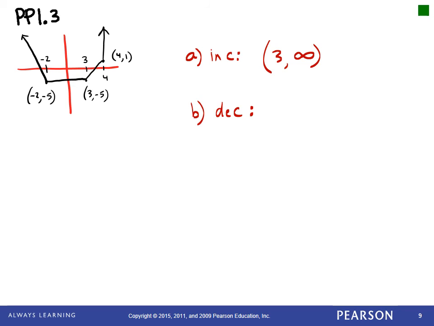All right, B. Where is it decreasing? Decreasing from -infinity to -2. Are we good there? All right, and then when is it constant? It is constant from -2 to +3. All right, any questions on that problem? That should all work out. Okay, and one more.